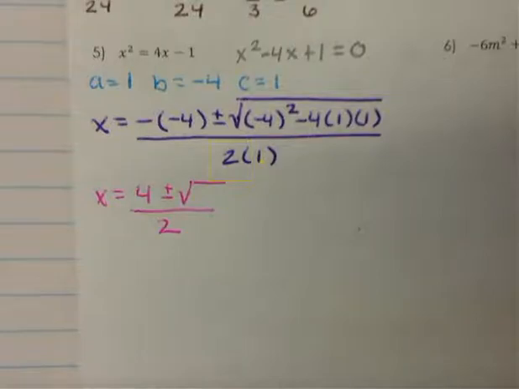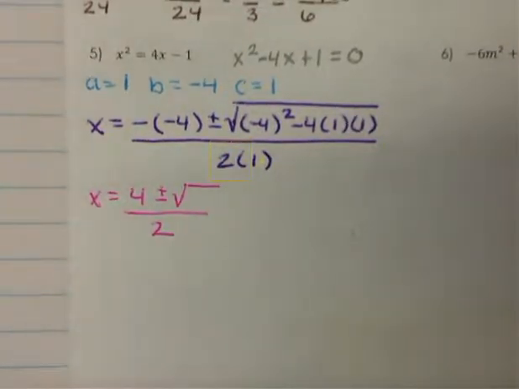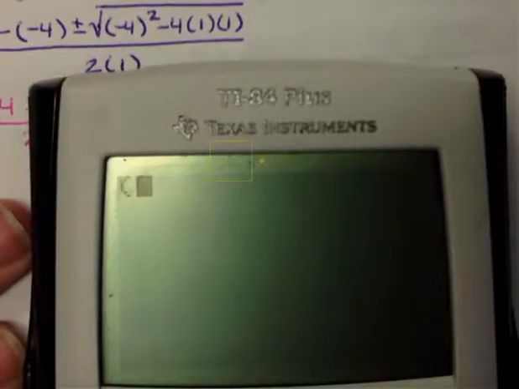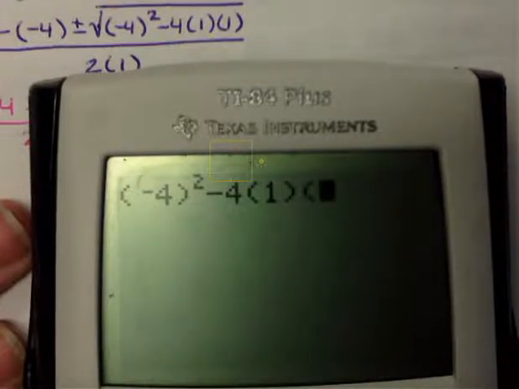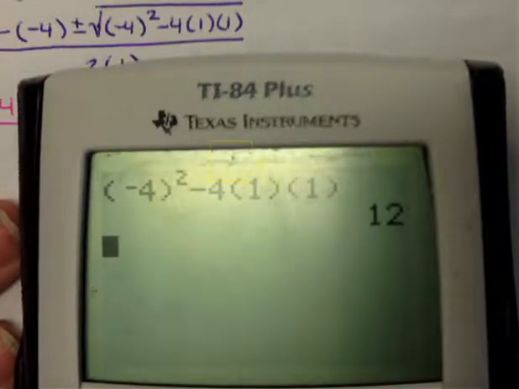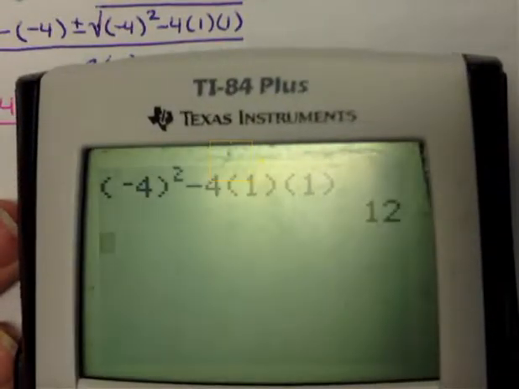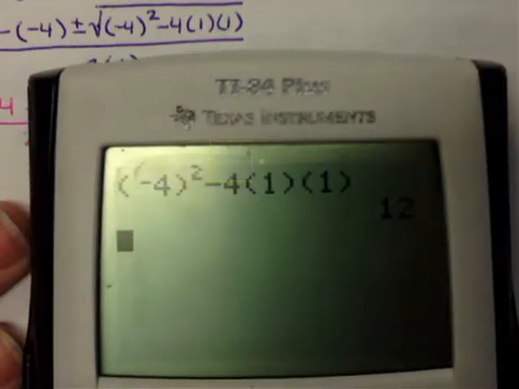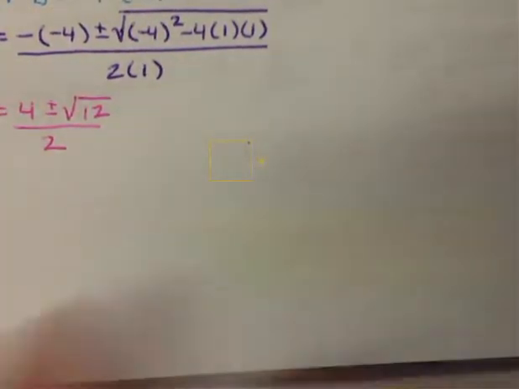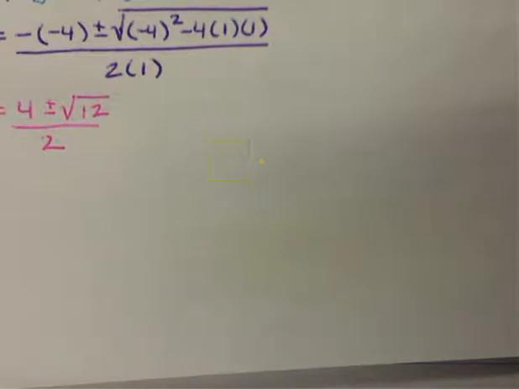So we want to figure out our discriminant, and that will tell us how many solutions we're going to have and what type. So again, our discriminant we're going to use in our calculator. Parentheses, negative 4 close parentheses squared minus 4 parentheses 1 close parentheses 1 close parentheses, and we get 12. 12 is not a perfect square, but it is positive. Therefore, we're going to have two real irrational solutions, meaning we're going to have a radical left in our answer. So we're going to write our answer as one set, but we can explain it as two different answers.